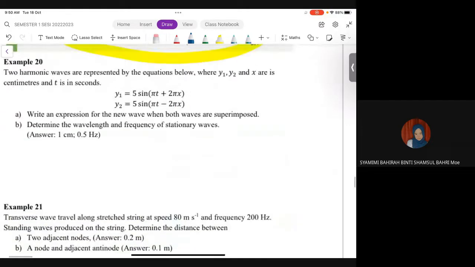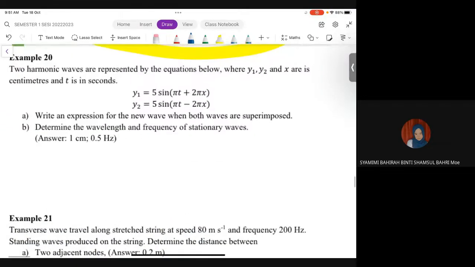Okay, kita tengok soalan dia. Okay, soalan dia selalu dia macam ni. Dia akan bagi you dua formula. Dan dia akan cerita pun ada dua wave. Akan buat ni, dia tanya: write down the expression of new wave. So dia suruh cari new wave punya expression.